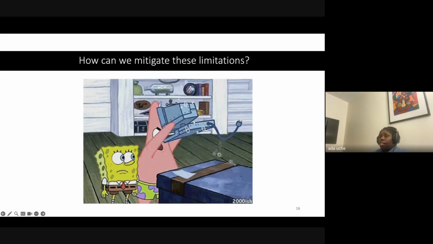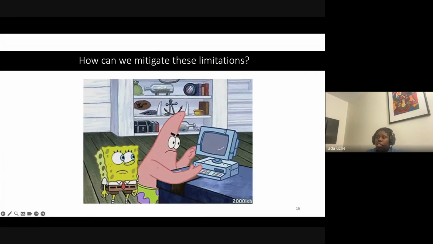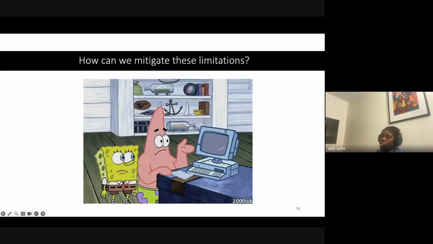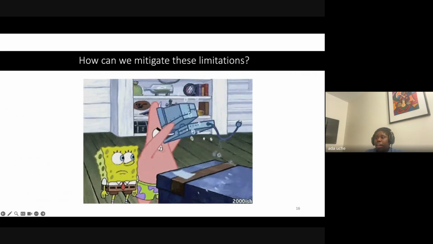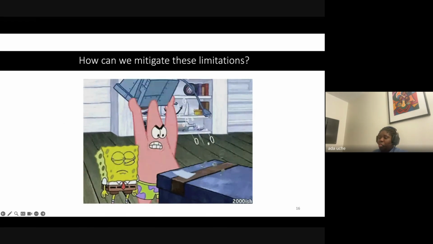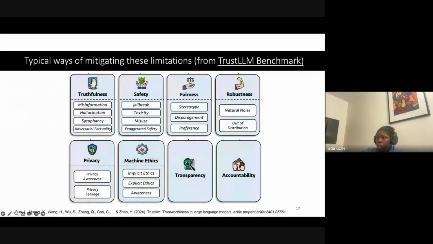So now the question here is, how can we mitigate these issues? And no, we cannot break our computers like Patrick is doing, because all these models are imbued in our society at this point. Some typical ways that people have attempted to solve this issue is they go to specific issues like misinformation, and then they develop metrics to first of all detect it, and then maybe they can propose some techniques to improve it.